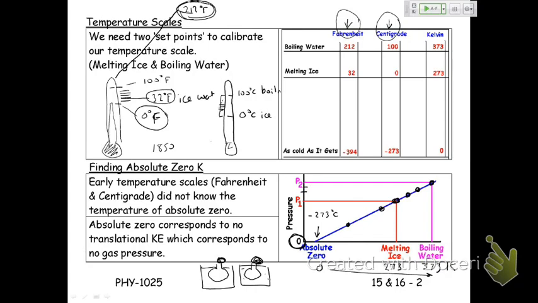And the big advantage of this is that when I double my degrees Kelvin, I do double the amount of energy per particle in my object. When I double my degrees Celsius, that's not true. When I double my degrees Fahrenheit, that's not true.